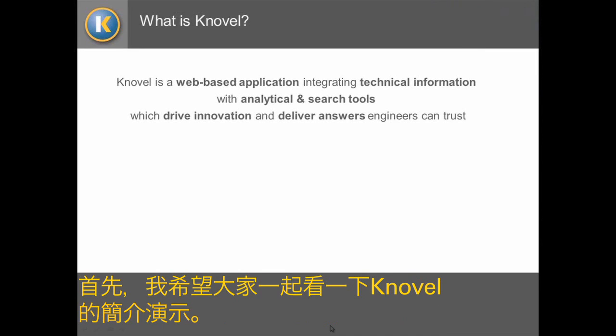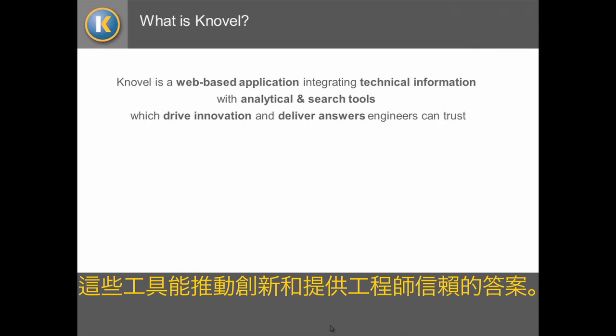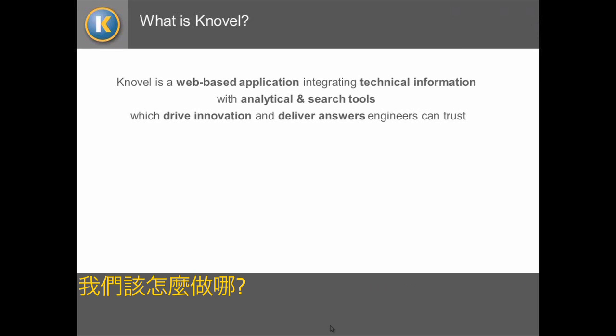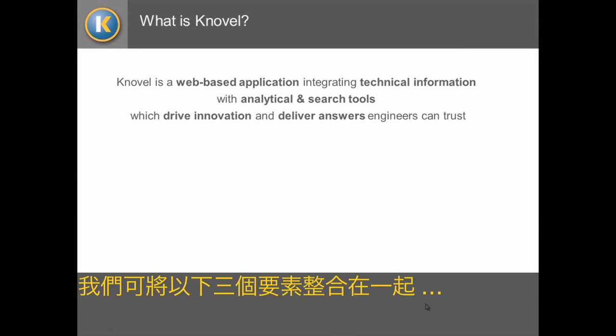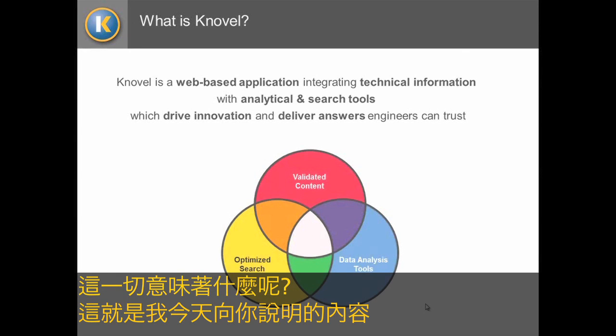Knovel is a web-based application integrating technical information with analytical and search tools which drive innovation and deliver answers engineers can trust. How do we do this? We do this by integrating three key elements, which are reliable and validated content, optimized searching capabilities, and interactive data analysis tools. What does this all mean? That is what I'd like to show you today.